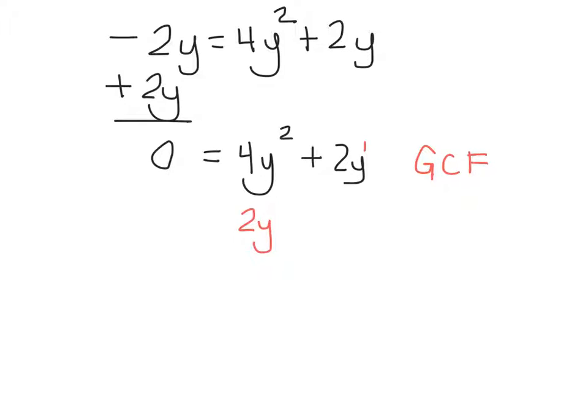Remember we said in class that you can only pull out the variable's smallest exponent as long as every term has that variable. So if I divide each of these terms by the greatest common factor, then in parentheses I'm going to show what I have left. I'm going to divide not by 4y squared, but by 2y. I'm going to divide the 4y squared by 2y, and I'm going to divide the 2y by 2y. That's my greatest common factor here.